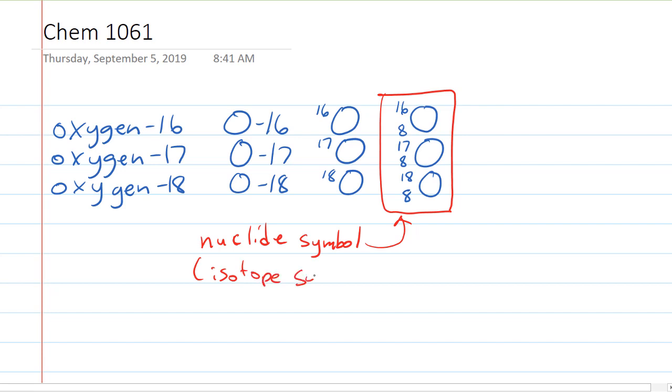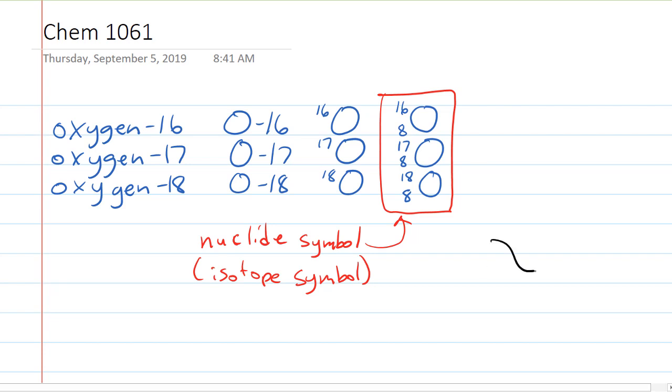Now, if you were a particle physicist, you would make a distinction between nuclides and isotopes. Technically, a nuclide just refers to the nucleus. We as chemists aren't so concerned about nuclides. Chemists are more concerned about the electrons, so we refer to them as isotopes. A particle physicist would more specifically refer to them as nuclides because they're more interested in what happens to the nucleus.